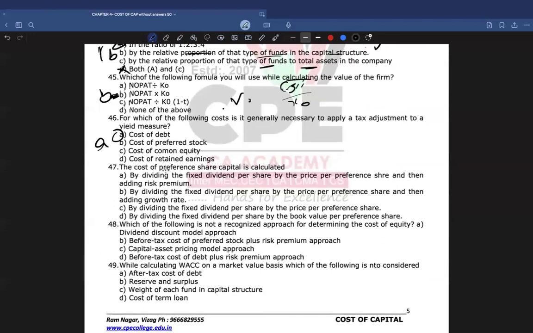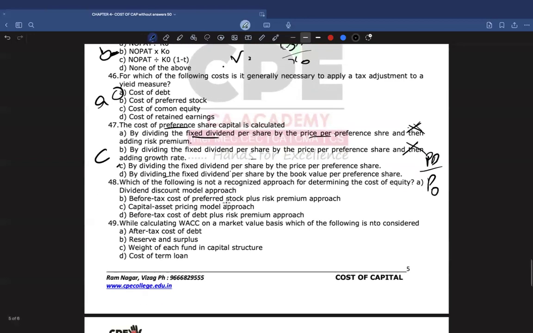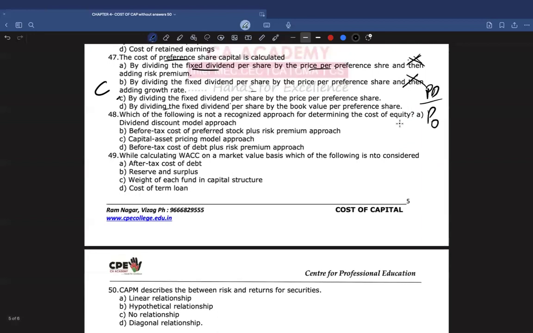So A. The cost of preference share capital is calculated by dividing the fixed dividend per share by the price per preference share, and then adding a risk premium? No, it's a fixed premium. By dividing the fixed dividend per share by the preference, then adding growth rate? No. By dividing the fixed dividend per share by the price per share, preference dividend divided by P naught. So this seems okay. By dividing the fixed price per share by the book value? No, it's the market value. So C. Which of the following is not a recognized approach for determining the cost of equity? One is the dividend discount model; before tax cost of preferred stock plus... Preference has no relation to equity at all.